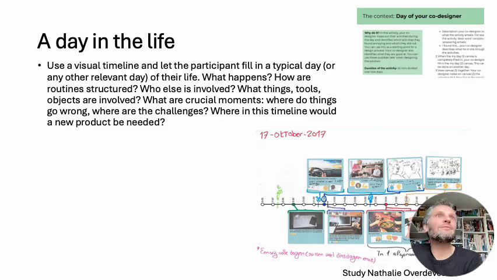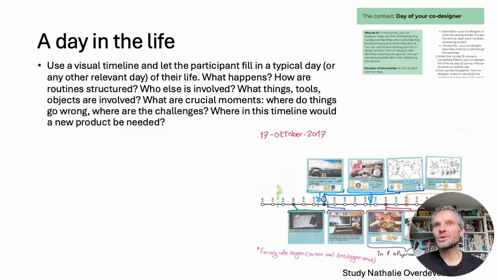Okay, so one fun exercise that is really part of context mapping, which you basically already did, but which you can also use as a starting point in your workshop, is to make a visual timeline and let the participant fill in a typical day of their life. What happens in that day, how are routines structured, who else is involved, what things, tools and objects are involved, what are crucial moments during the day, where do things go wrong, or what are actually the fun parts of the day, where are the challenges, and where in this timeline, as the next step later on, would this new project actually be needed, right?